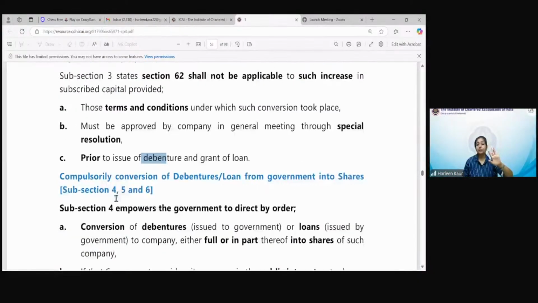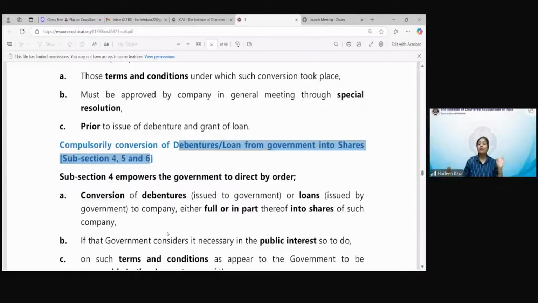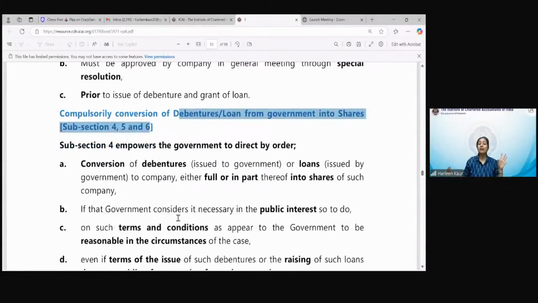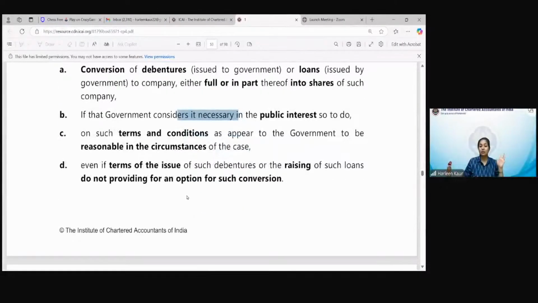Clear? But there is a case when it is a compulsory conversion. Government has the power. When the debentures have been issued to the government or loan has been given to the company by the government, then there can be a compulsion. Government considers it necessary in the public interest that we want the debt to be converted into equity. Then the company cannot argue in that case. They have to convert their debentures into equity.